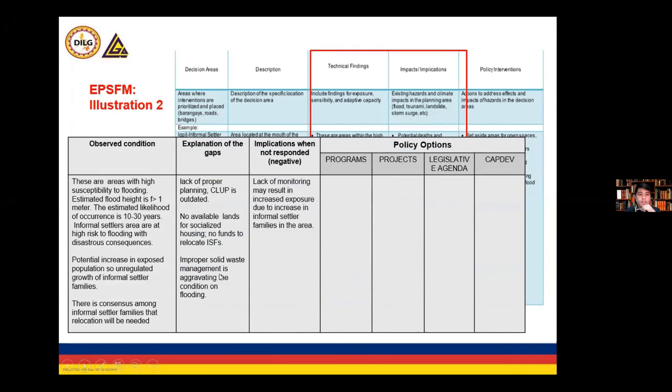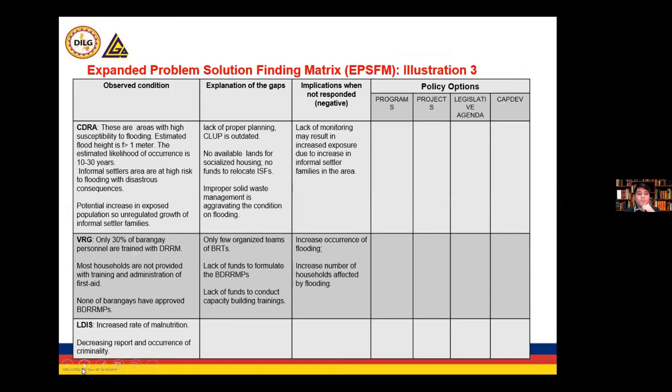Okay? Ayan na po. So, kinala-out lang natin yung observed conditions, and then we have explanations, and then we have implications when not responded. So lahat yan ay just taken out directly from the SIDRA. Okay, yan. Ito pa. So this is another illustration of how we can accomplish the expanded problem solution finding matrix.